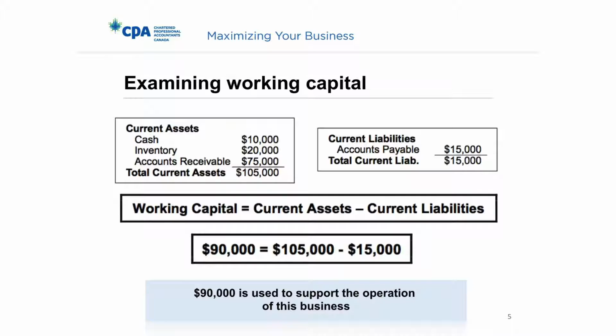Using that same example, we'll now see the impact on the working capital calculation. So in our prior example, we had cash of $10,000, inventory of $20,000, accounts receivable of $75,000, for a total current assets of $105,000. Current liabilities consisted of $15,000 of accounts payable. So overall, our business needed $90,000 of working capital.